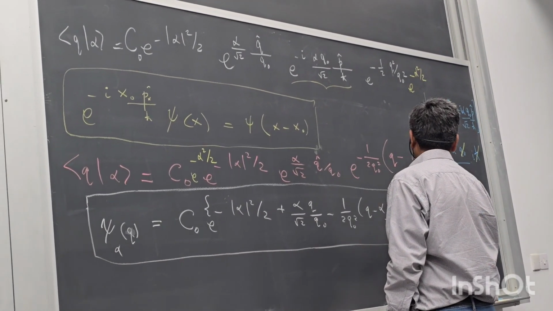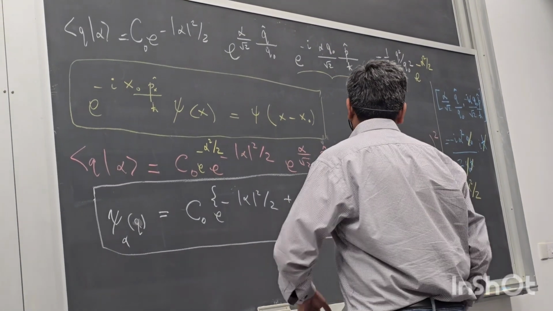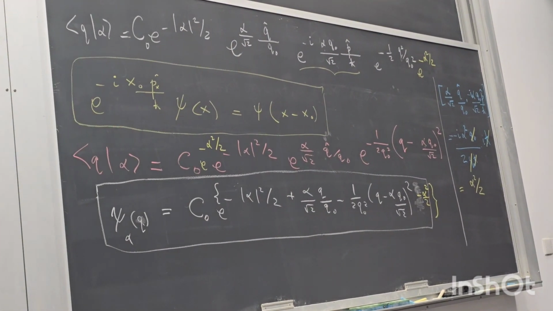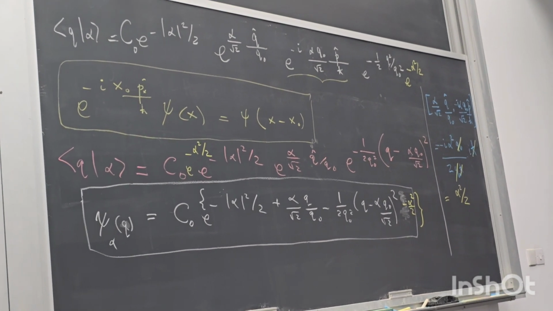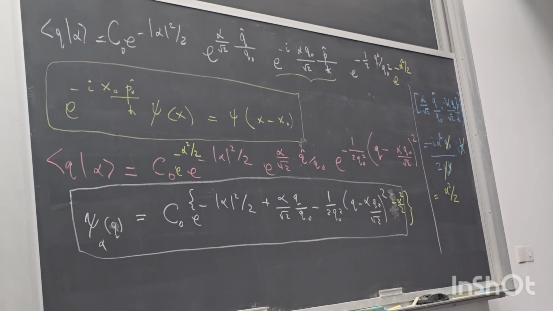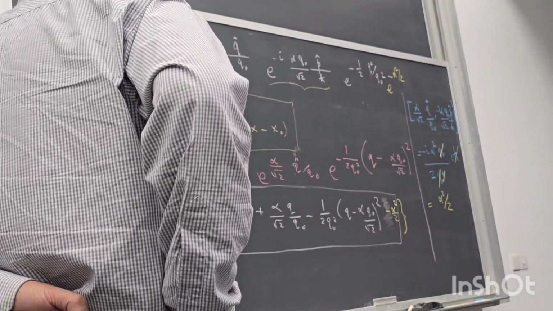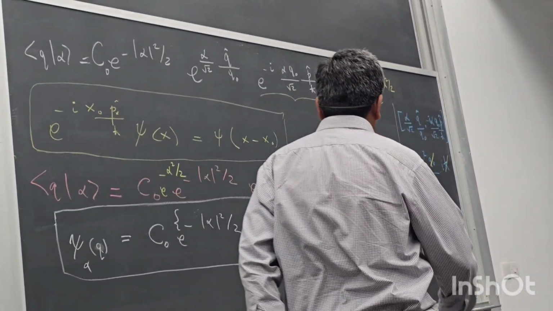That comes from the minus formula, this minus. So there's a minus sign here. Actually, it's minus alpha squared by 4, sorry. It's 4.